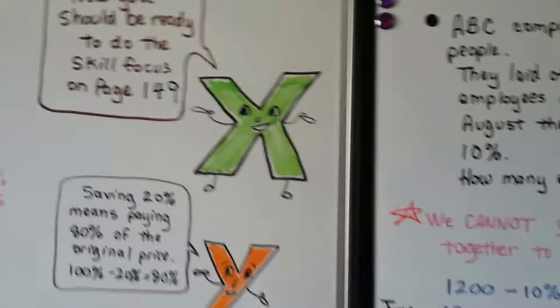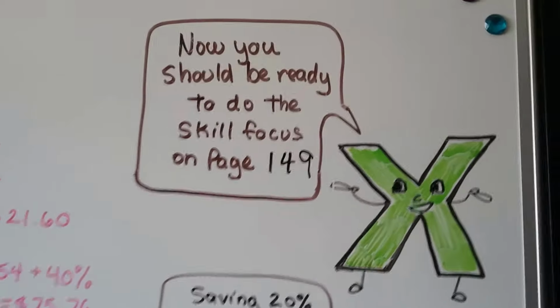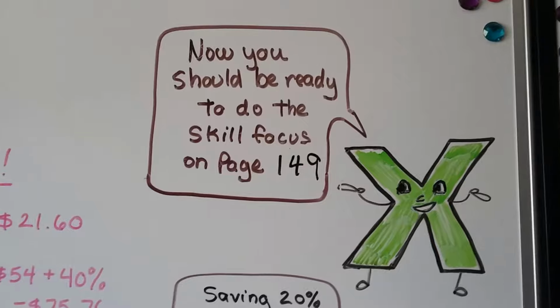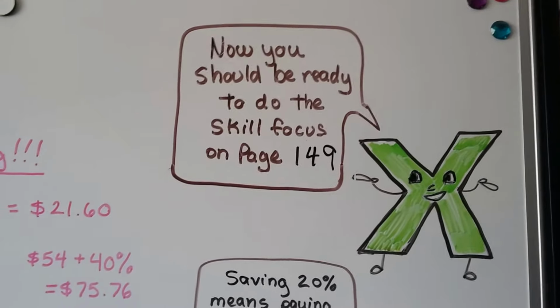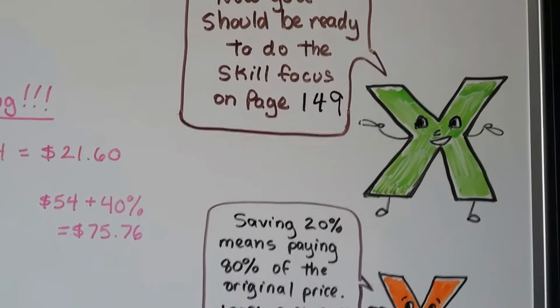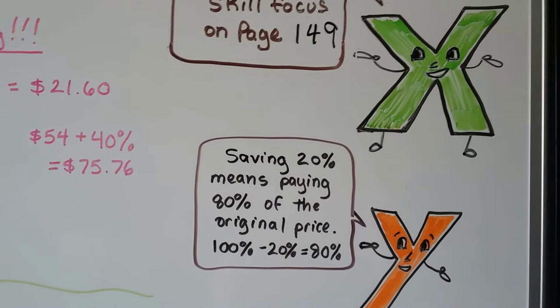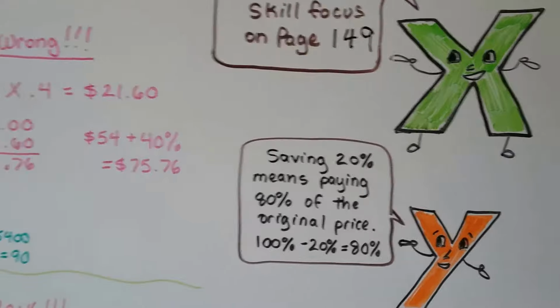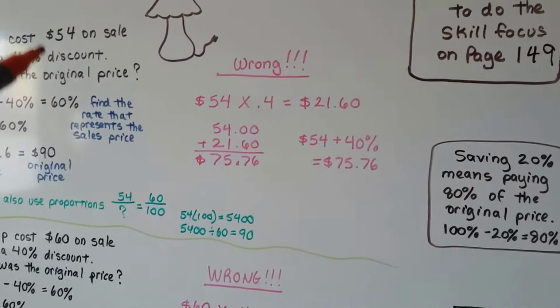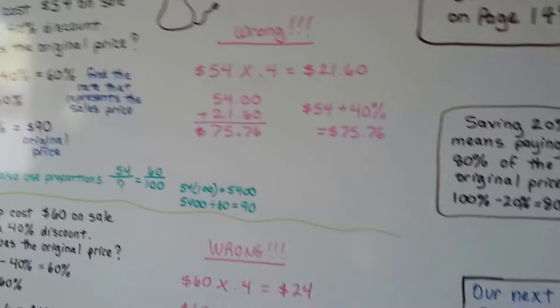You should be ready to do the skill focus on page 149, and I hope everything goes okay. If not, try watching this video again or the ones that are linked in the description. And remember that saving 20% means paying 80% of the original price, okay? And that's what would represent that part, okay?